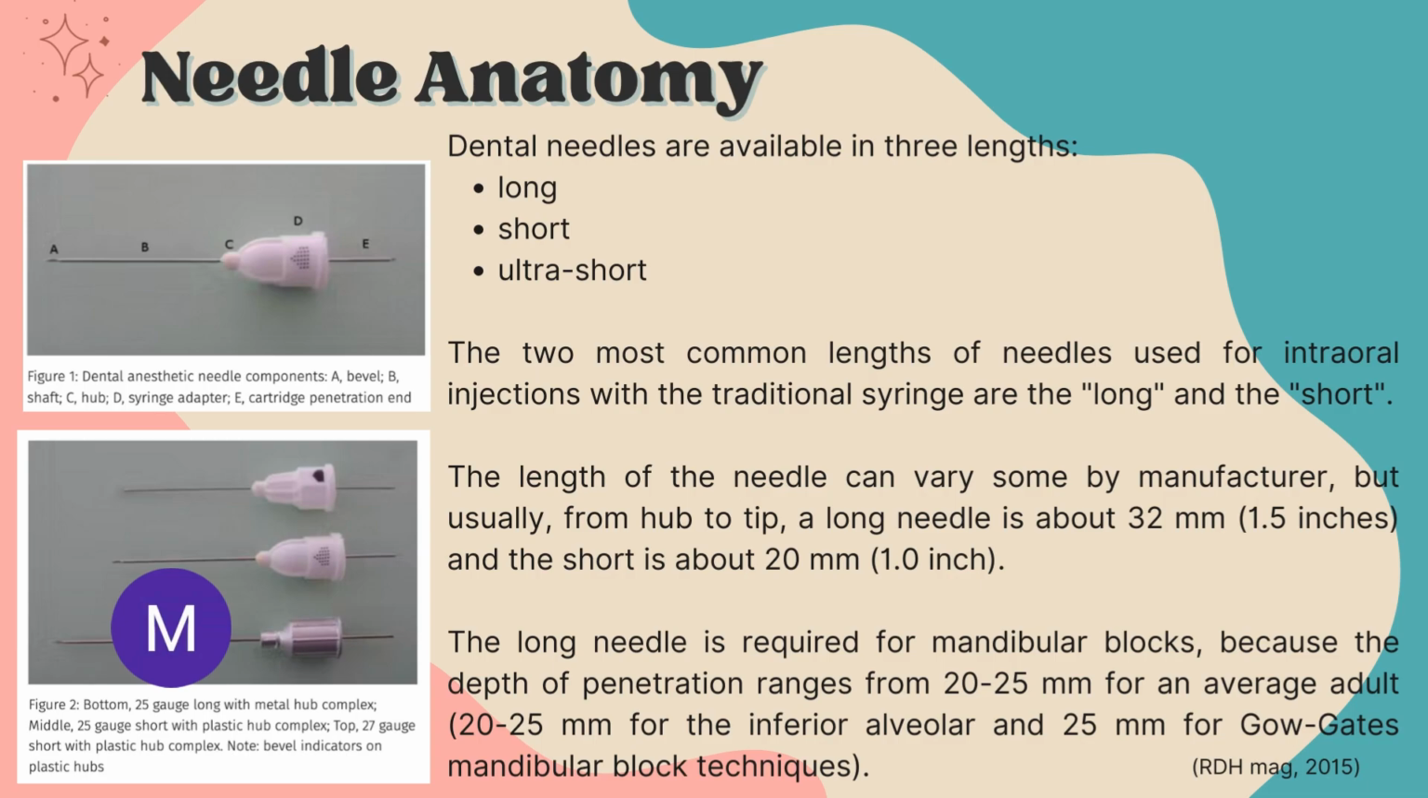And so we're moving forward with needle anatomy. So there's actually different needle measurements and requirements needed for each and every single shot. There are three lengths that are available for dental needles, which is long, short, and ultra short. The two most common needle lengths are the traditional long and the short, and they can all vary by the manufacturer. But typically, the long needle is about 32 millimeters, and the short is about 20 millimeters.